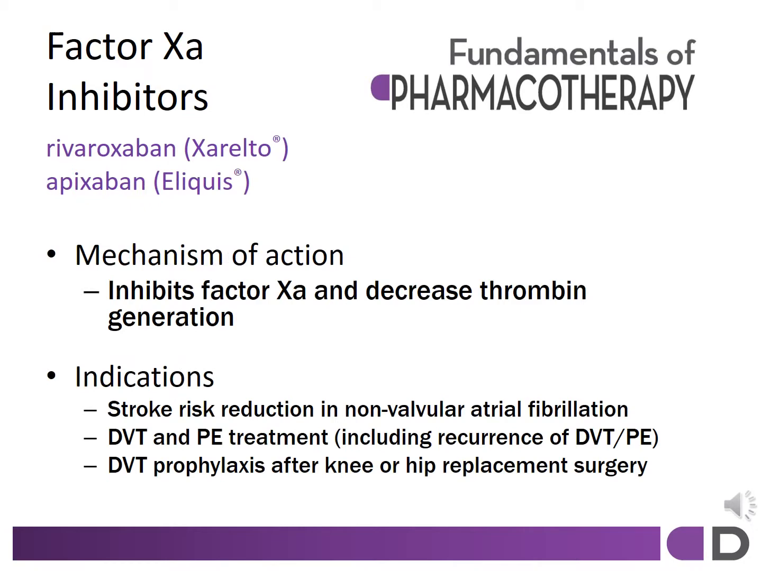Rivaroxaban, or Xarelto, and apixaban, or Eliquis, both inhibit factor Xa and prothrombinase activity. They have no direct effect on platelet aggregation, but indirectly inhibit platelet aggregation induced by thrombin. By inhibiting factor Xa, these medications decrease thrombin generation. Factor Xa inhibitors are indicated for stroke risk reduction in non-valvular AFib, DVT and PE treatment, including the recurrence of DVT or PE, as well as DVT prophylaxis after knee or hip replacement surgery.